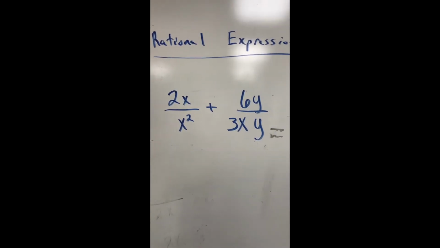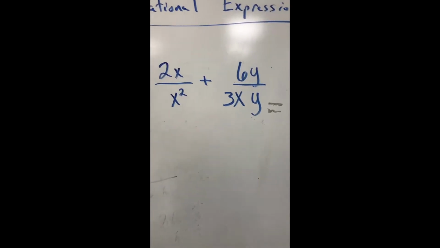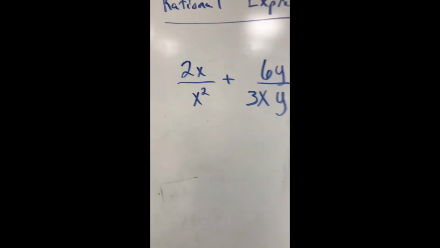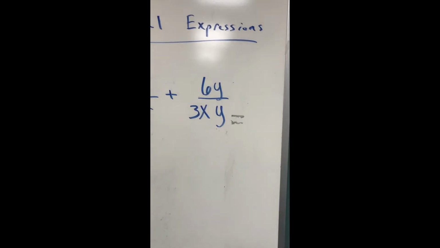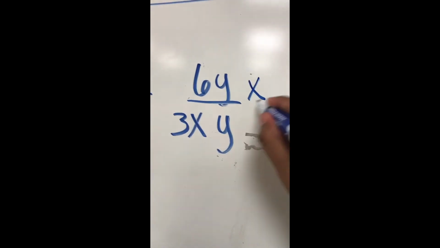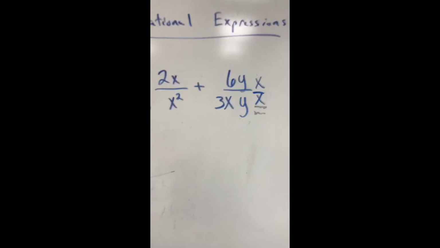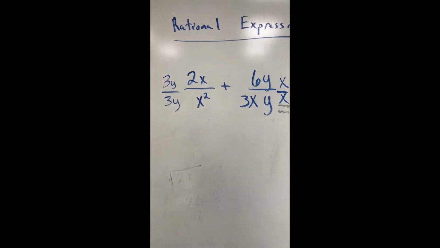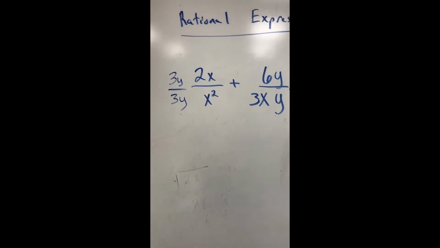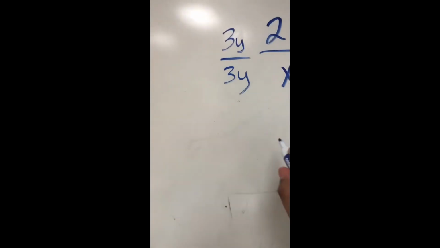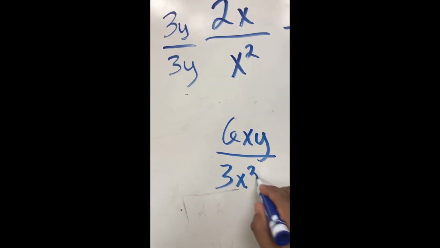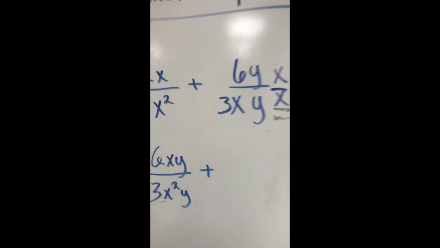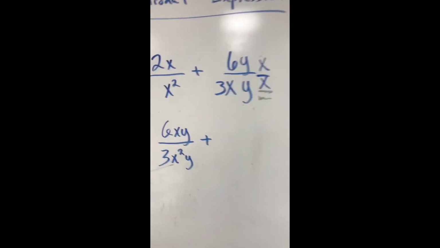So I need to make both of them 3x squared y. For the first one, I'm going to multiply both the top and bottom by 3y. And the second one, I'm going to multiply both the top and bottom by x. Go ahead and multiply straight across. First one, I have 3y times 2x, which is going to give me 6xy. For the second one, 6y times x is going to give me 6xy.